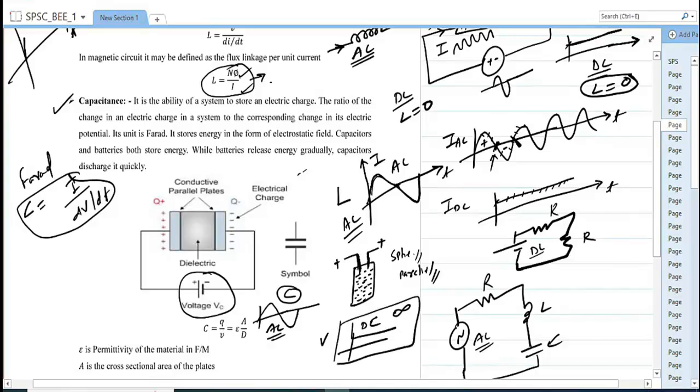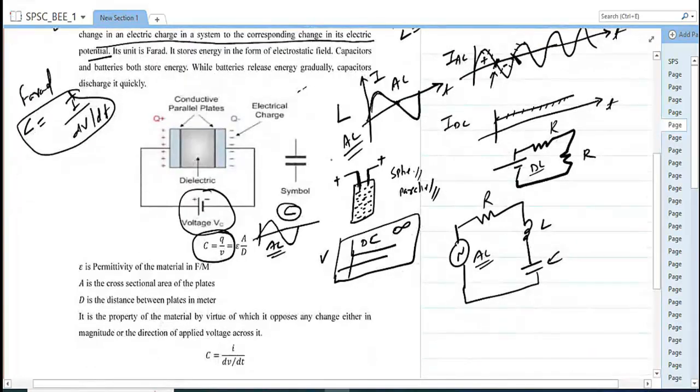Okay. Now what is capacitance? Capacitance is the ability of the system to store electric charge. It is the ratio of change in electric charge in a system to the corresponding change in its electrical potential. Means we can say capacitance is the change in charge per unit voltage.